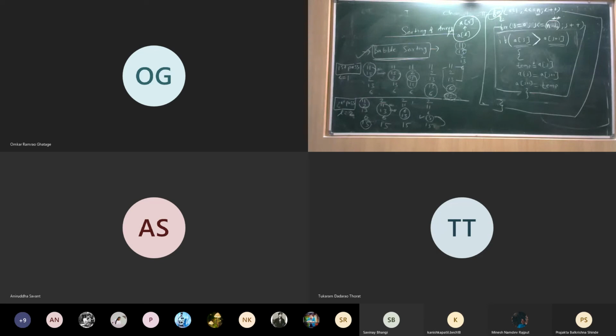If we have written this program, we will write the entire program. We need to write this program. So the complete program we have to write.